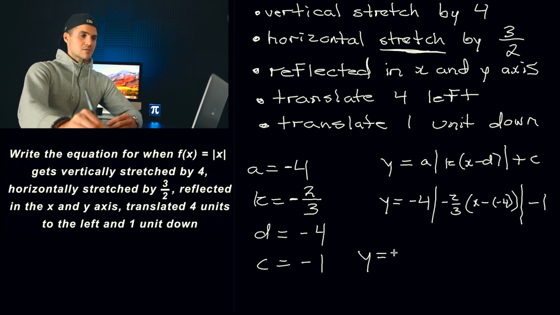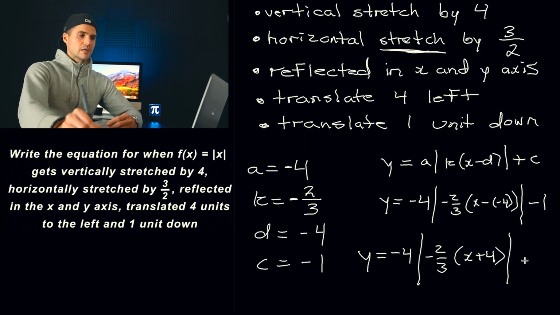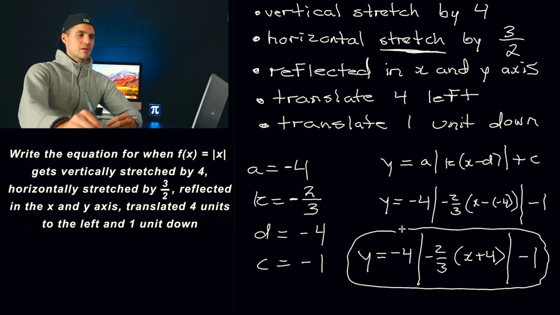So our final answer is going to be -4, absolute value, k value -2/3. Now x minus -4 changes to x plus 4, like that, and then -1, right? The d value is always going to be the opposite sign of what's in the actual function. Right, so we've got x plus 4, then the d value is going to be -4. And that there ends up being your final answer for this particular question.